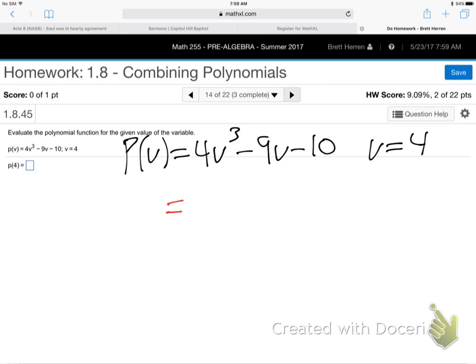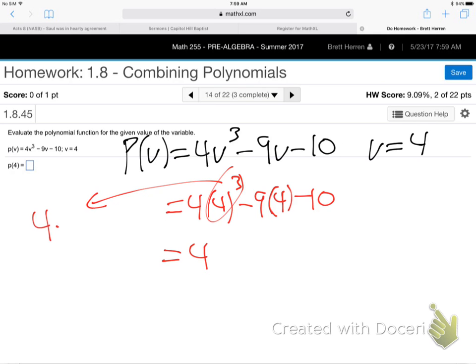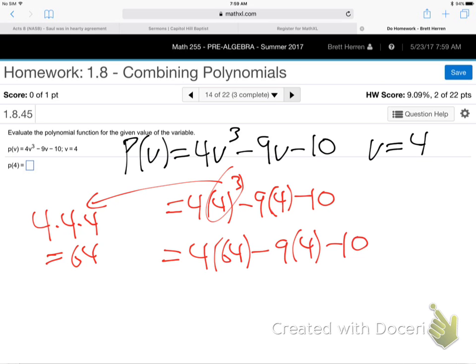So plug in the 4 with parentheses around it, right? Whenever we plug into a function, to a machine, plug in with parentheses. Oops, I put a V there. What did I do? It's supposed to be 4. So plug that in. Do the power first. So 4 to the third power, you know that means 4 times 4 times 4, which is what, 64? Like that. Good so far.